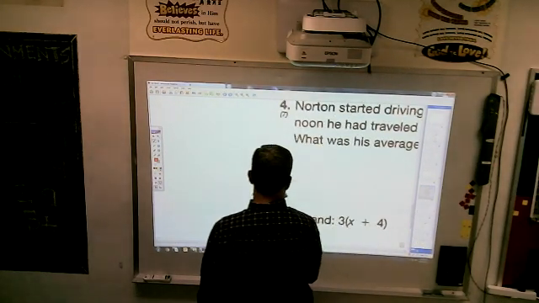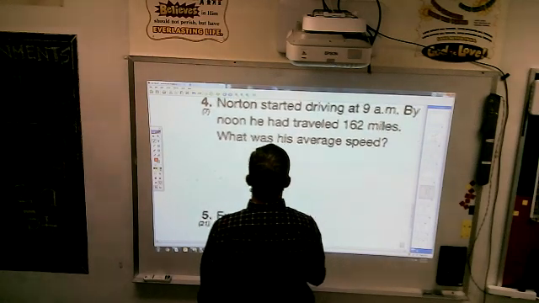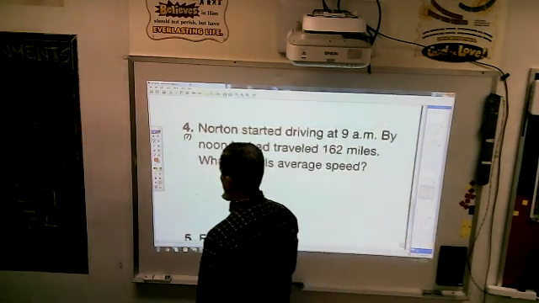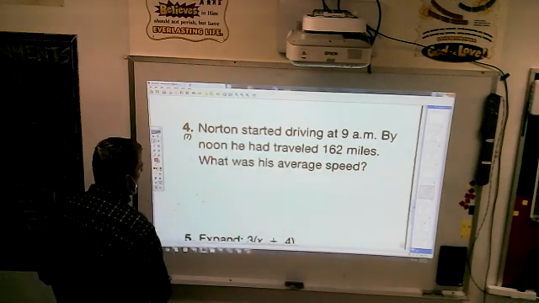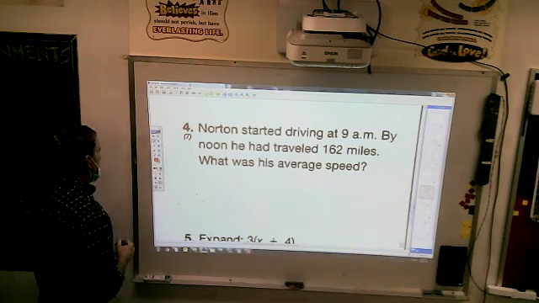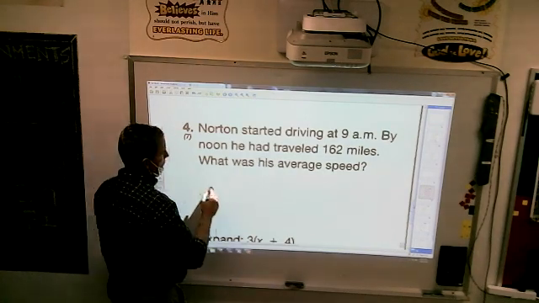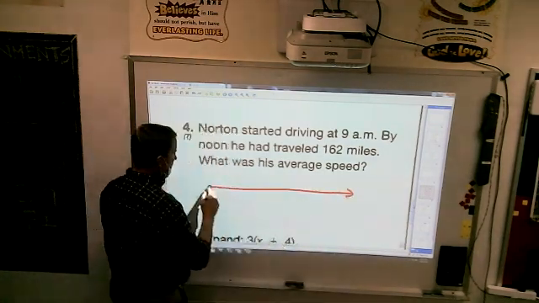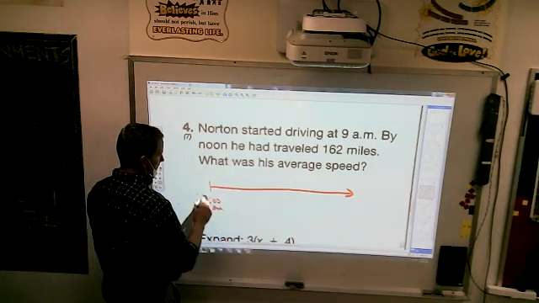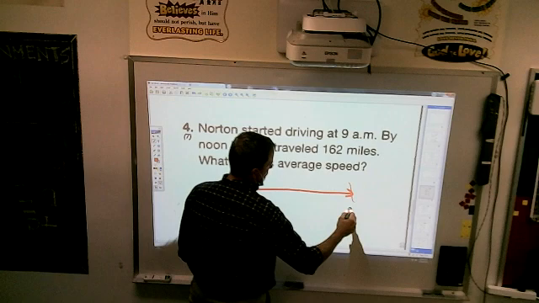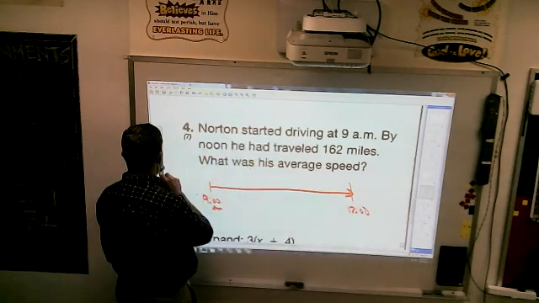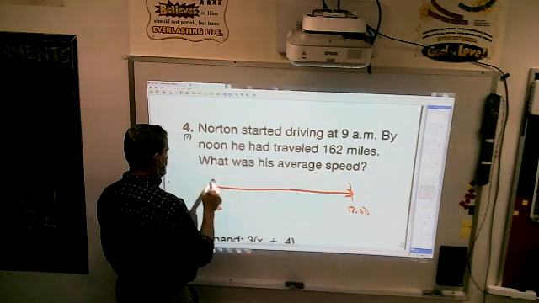That is ginormous. Number 4. So if you had issues with number 4, these would be the notes. Norton started driving at 9 in the morning. By noon, he had traveled 162 miles. Again, I strongly encourage you to draw this out. He started at 9 a.m. and he stopped at noon. And he went 162 miles.